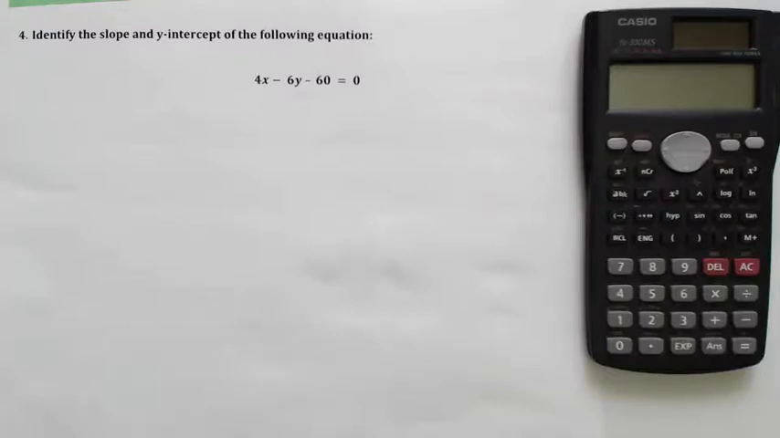Hi, this is exceptions in the straight line. This is question number 4. Identify the slope and the y-intercept of the following equation.